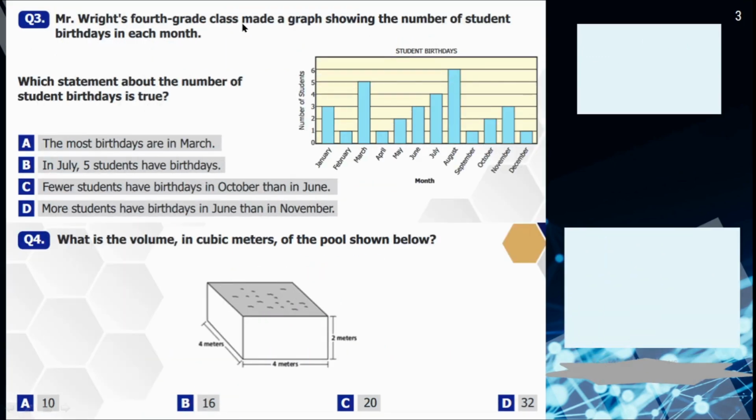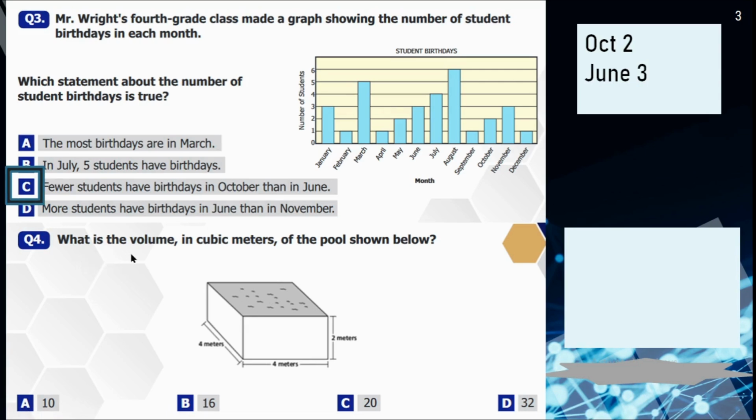Question number 3. Mr. Wright's 4th grade class made a graph showing the number of students' birthdays in each month. Which statement about the number of student birthdays is true? Option A, the most birthdays are in March. According to the bar graph, most birthdays are in the month of August. So it's wrong. B, in July, 5 students have birthdays. If we look at the bar of July, 4 students have their birthdays. So it's again wrong. C, fewer students have birthdays in October than in June. Here, in October we have 2 birthdays, and in June we have 3 birthdays. So yes, the number of birthdays in October is fewer than June. So C is the correct option.